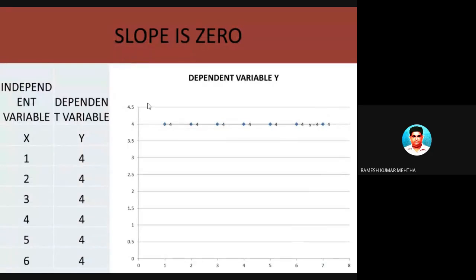Okay, let's take up this particular problem. Now, this is the number of hours one student has studied, and these are the marks he has secured. 1 hour he has studied, he got 4 marks. Another student studied for 2 hours, he got 4 marks. Another student studied for 3 hours, 4 marks. Another worked for 4 hours, 4 marks. Another worked for 5 hours, 4 marks. So on and so forth.